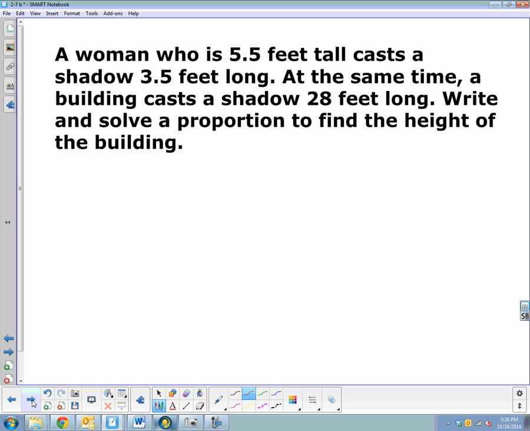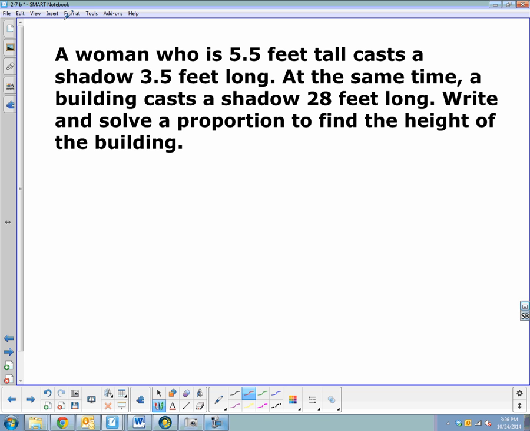Last one here. Again, please do pause at any time. Try it on your own first. Honestly, I encourage you to try it first on your own before you watch me do it, so that way you can check your answers and make sure that you are doing it correctly. But try it on your own first if you can. A woman who is 5.5 feet tall casts a shadow that's 3.5 feet long.